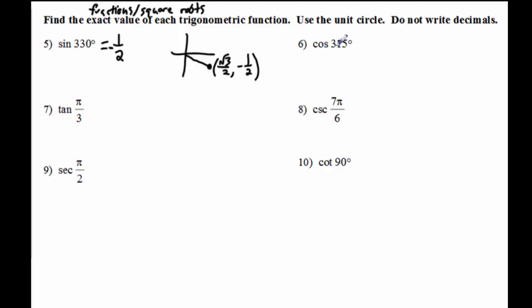So like on number 6, if I type this in the calculator, I will not get what my answer choice is going to look like. So I look at my unit circle at 315 degrees, which is over here, and that point should say square root of 2 over 2, comma, negative square root of 2 over 2. And what I want, because it's cosine, is I want the x value. So I want positive square root of 2 over 2 for my answer.